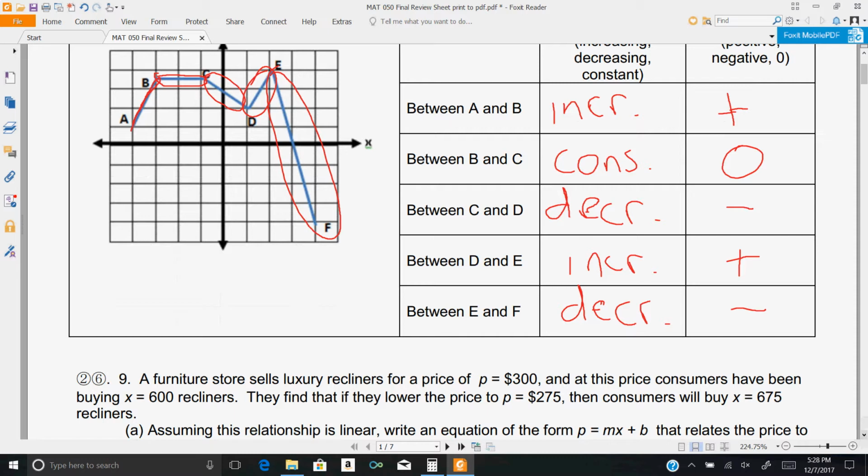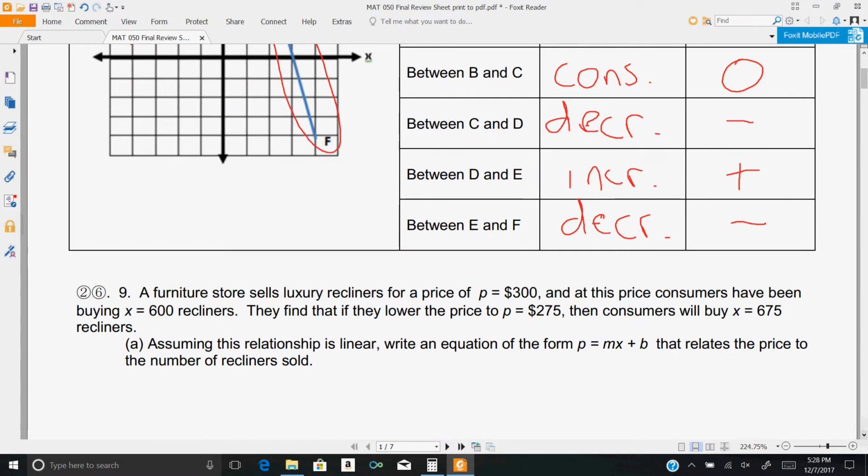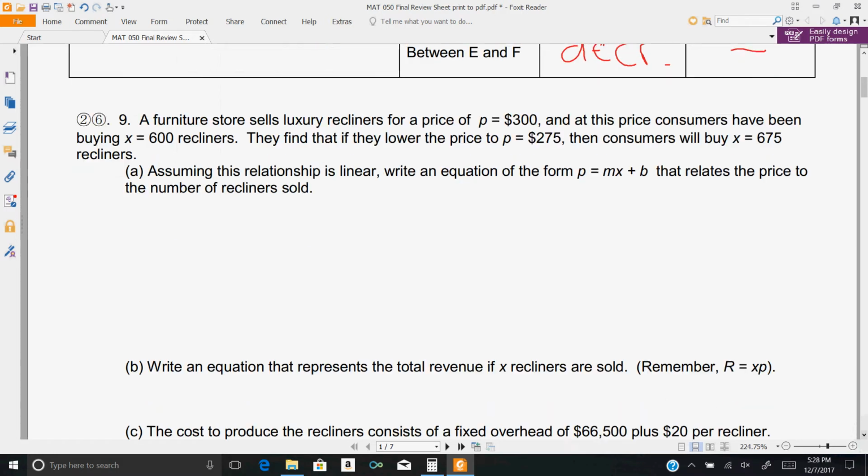Pause the video a moment, look at question 26. When you think you have an answer, come back and compare your answer to mine.